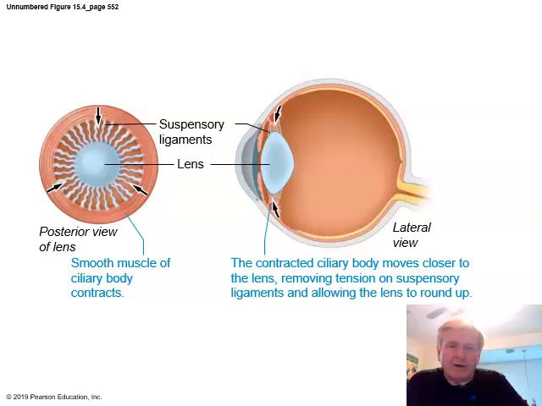And then when you look at something very near, which is, by the way, the changing of the shape of the lens to view near objects, that's called accommodation. So what happens in accommodation is when you're looking at, let's say, that apple that's near you, the smooth muscle of the ciliary body contracts. That takes the tension off the suspensory ligaments. Now that contracted ciliary body moves closer to the lens, removing tension on the suspensory ligaments. They start to slacken, and that allows the lens to resume its more rounded shape. It rounds up.